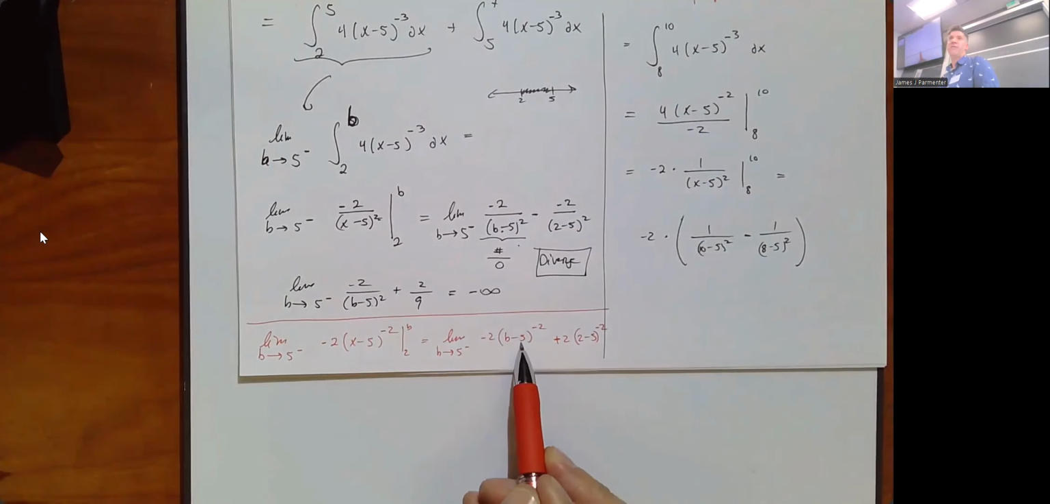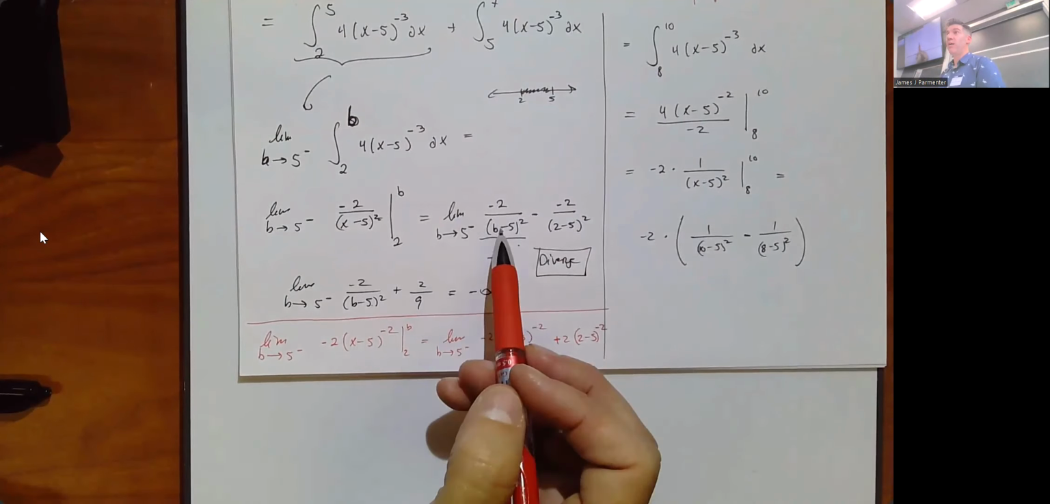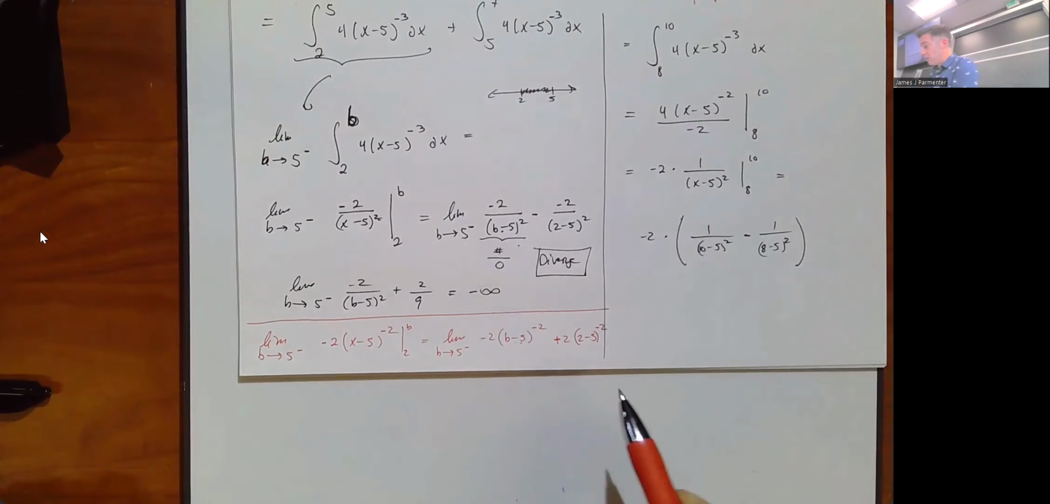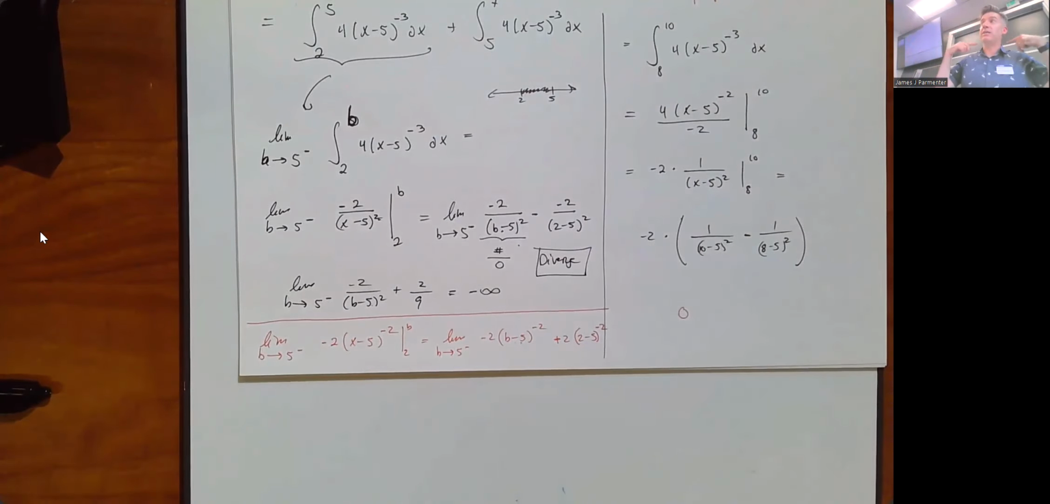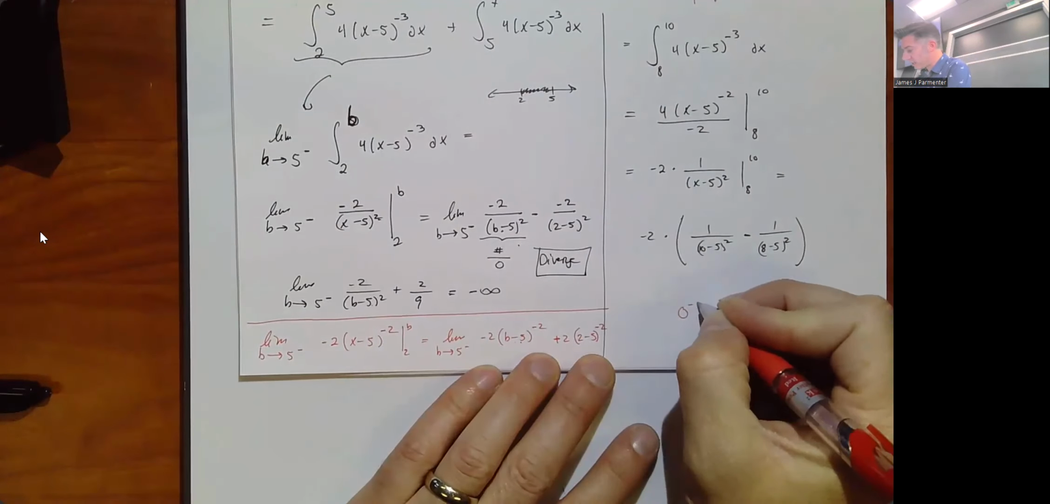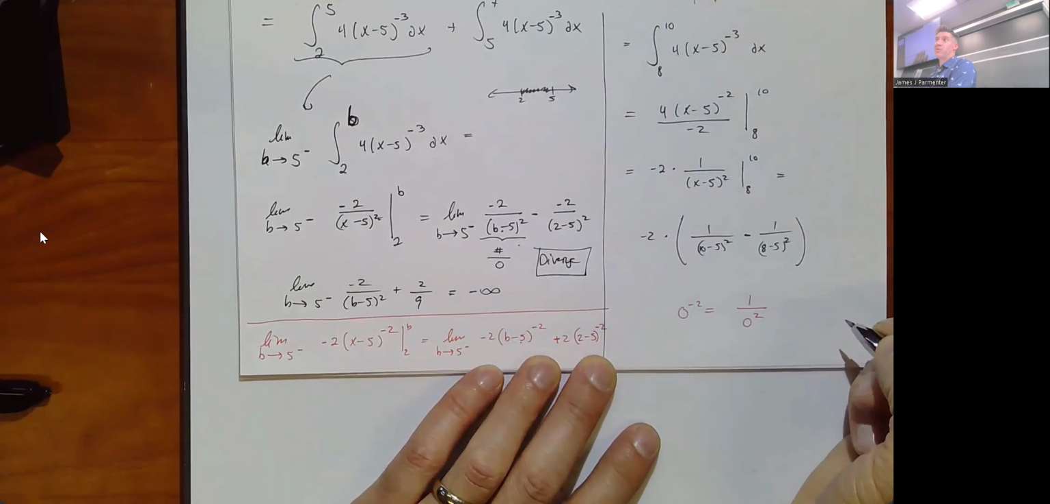What's 5 minus 5? What's 0 to the negative second? It's not 0. It wasn't 0 there. Why would it be 0 here? 0 to the negative second. That's why you shouldn't write it like this, because it's really easy to think it's 0. But 0 to the negative second is really 1 over 0 squared. What's 0 times 0?